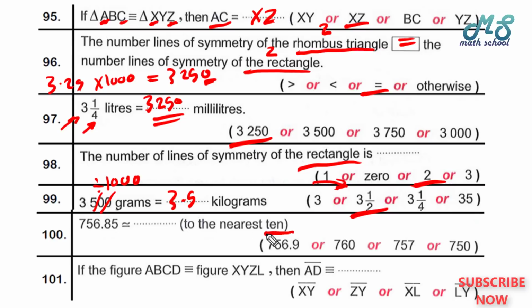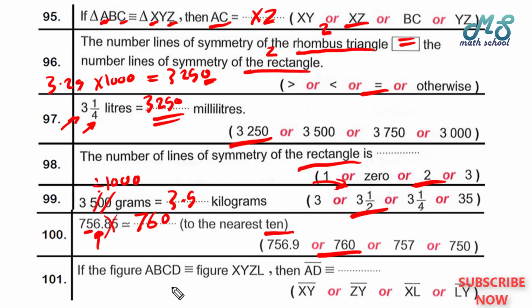756.85, I want it to the nearest 10. To the nearest 10, just underline the tens place and look at the ones place. You have nothing to do with the decimal, mister, it's as if it's not there. 6 is greater than 5, so change 5 to be the next digit, so we get 76. What about the ones place? It will be 0, so 760. So the correct answer, mister, is 760.